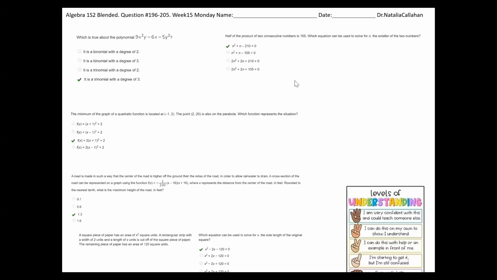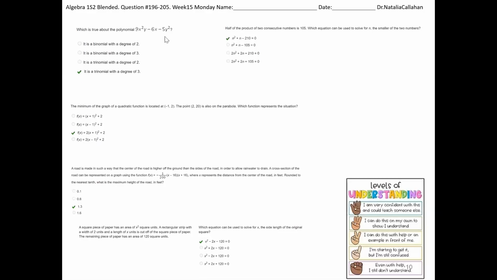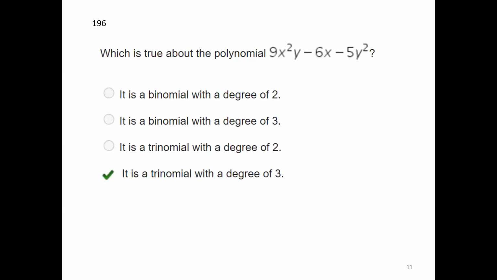Okay, so today we're going to talk about 196 to 205, you guys. So let's take a look at the first one right here. I want you guys to go and highlight the correct answer. Make sure you guys take a look at it and see what they're asking you.